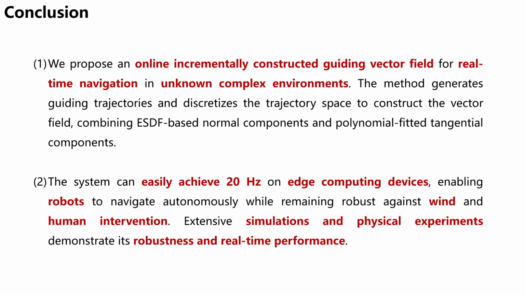In summary, we propose an online, incrementally constructed guiding vector field for real-time navigation in unknown complex environments. The method generates guiding trajectories, discretizes the trajectory space to construct the vector field, and combines ESDF-based normal components with polynomial-fitted tangential components. The system can easily achieve 20 Hz on edge computing devices. This enables robots to navigate autonomously while remaining robust against wind and human intervention. Extensive simulations and physical experiments validate its robustness and real-time performance.